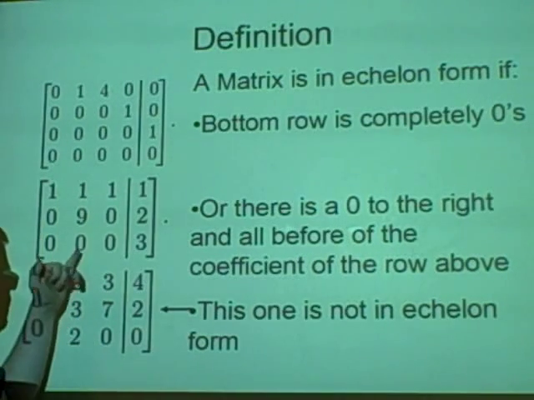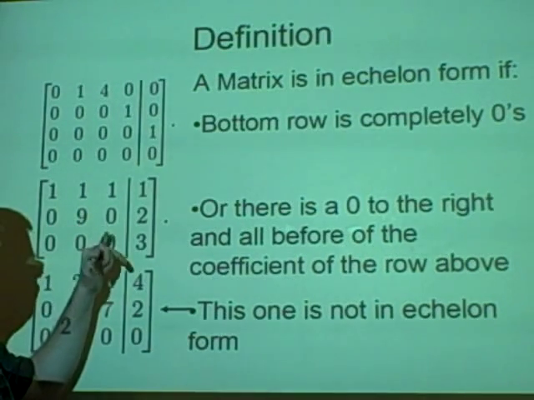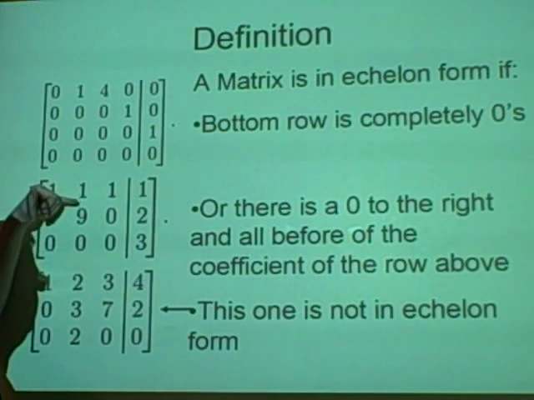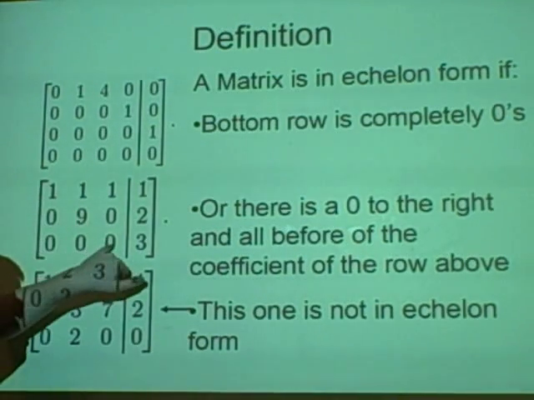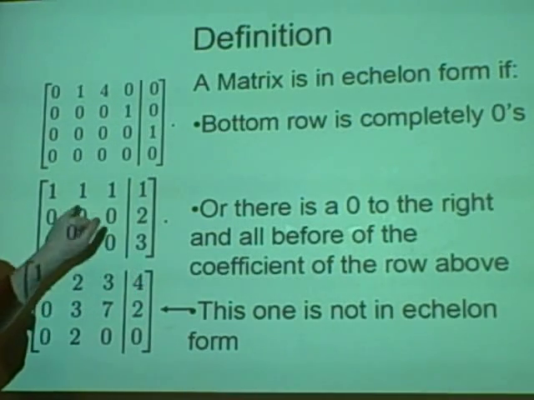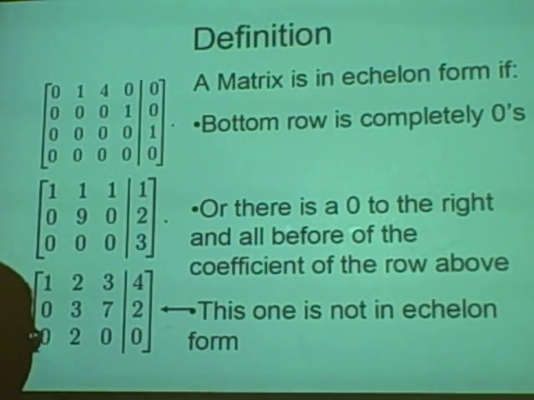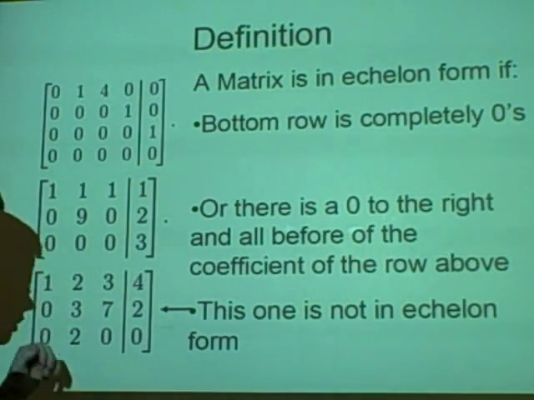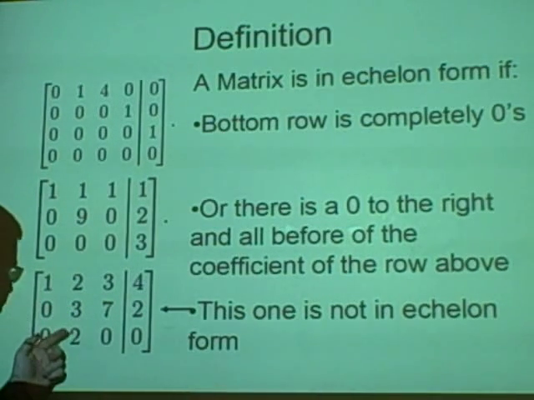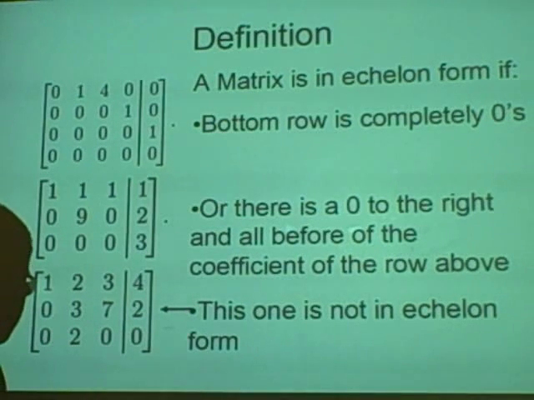or if there's a zero to the right of the leading coefficient on the line above. So because we have a 0 here, and there's a 9 here with the 0s in front of it, this is also echelon form. This one below here is not, because there is a leading coefficient below it, and it's not to the right.